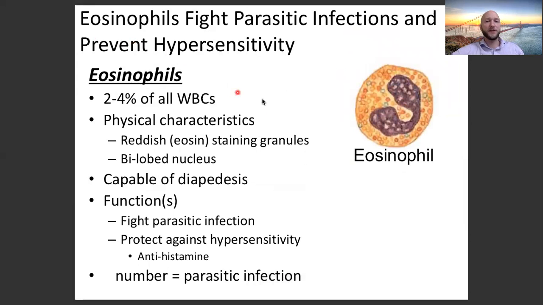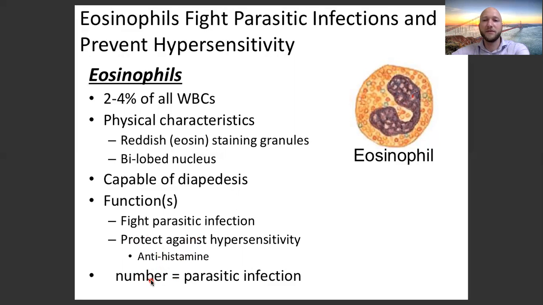Eosinophils fight parasitic infections and prevent hypersensitivity. They make up about 2 to 4% of all white blood cells, so a much smaller percentage than the neutrophils. Physical characteristics: they have reddish staining granules and a bilobed nucleus. They are capable of diapedesis, and they are associated with fighting parasitic infections and protecting against hypersensitivity, so antihistamines.